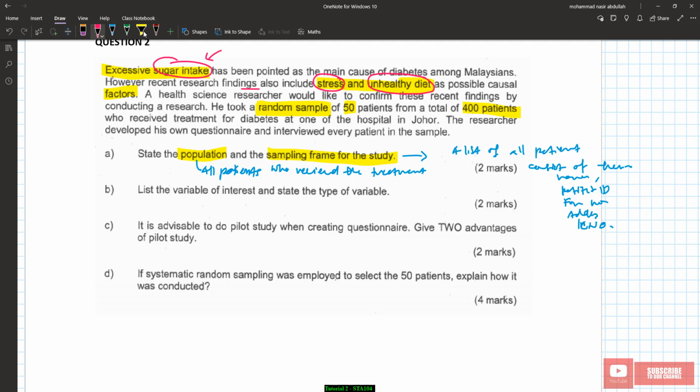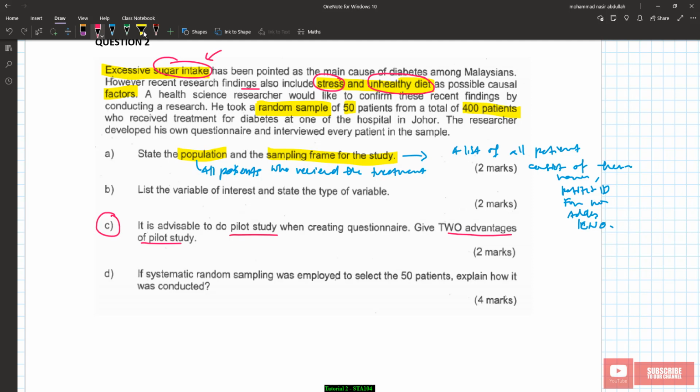So number C, it is advisable to do a pilot study when creating a questionnaire. Give two advantage of pilot study. So what is the advantage of pilot study? You can measure apa? The reliability of the questionnaire. Kebolehpercayaan of questionnaire. We can do a validity of the questionnaire.